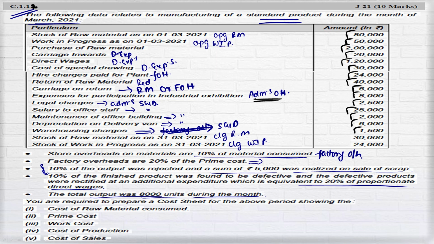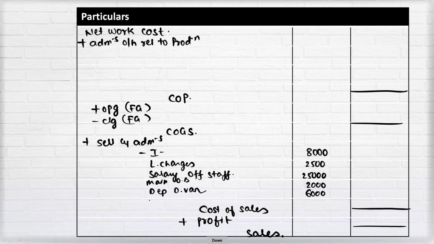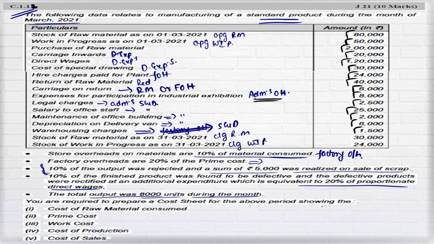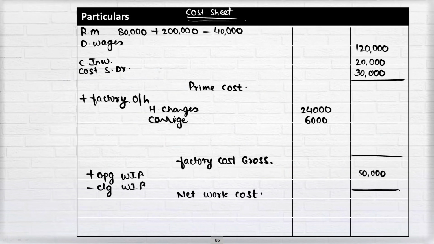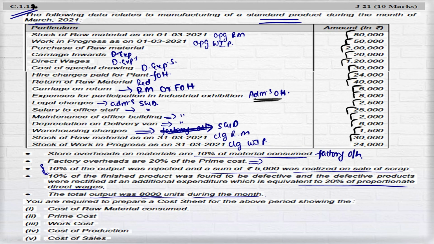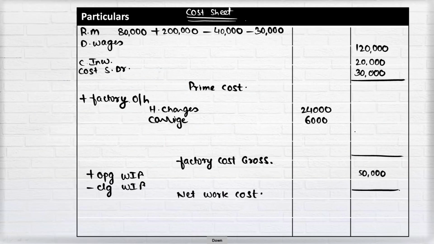Warehousing charges of finished goods is administrative, in selling and distribution, and warehousing cost of raw material is a factory overhead. Warehousing charges is 1,500. Warehousing of finished goods, 1,000. Closing stock of raw material is 30,000. Closing WIP is 24,000.